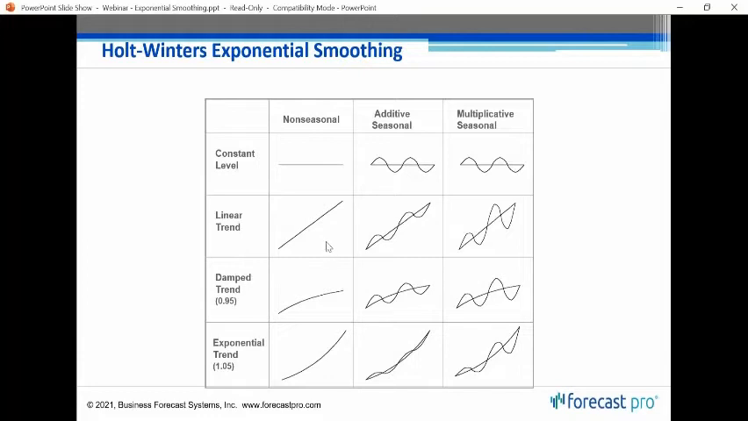And as I mentioned previously, there are 3 different ways we can forecast the seasonal pattern. One is it's not seasonal. Another would be it is seasonal and it's additive.